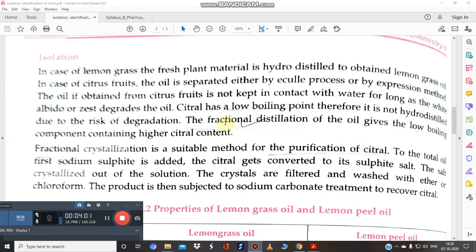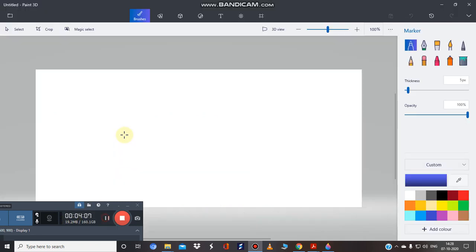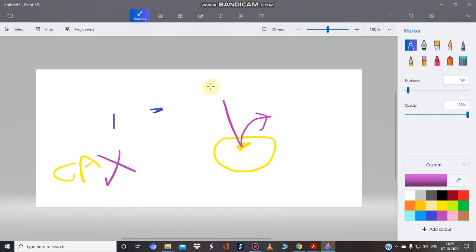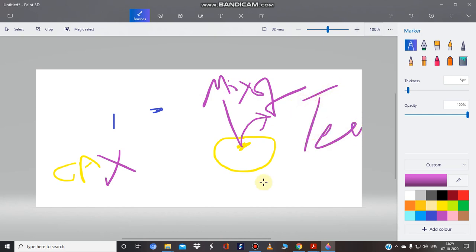First of all, we will apply fractional distillation and then we will go for fractional crystallization for the purification purpose. Let me explain a bit. Suppose this is the oil that you obtain, marked with pale yellow. You have applied the Clevenger apparatus and this oil is obtained. Now please listen to me very carefully: what is present in this oil? Is it a pure compound? No. What is this oil? Yes, this oil is a mixture of complex phytoconstituents, or we can say a mixture of terpenes.